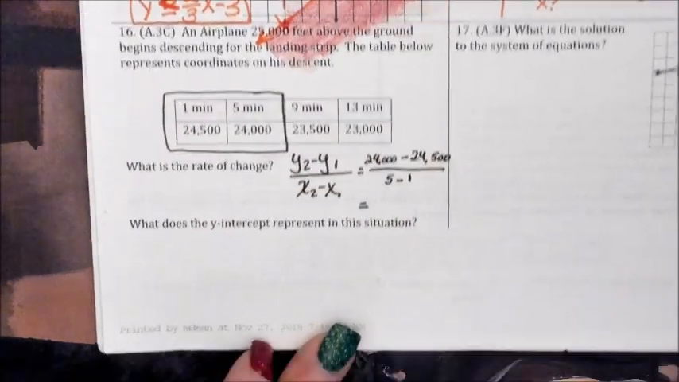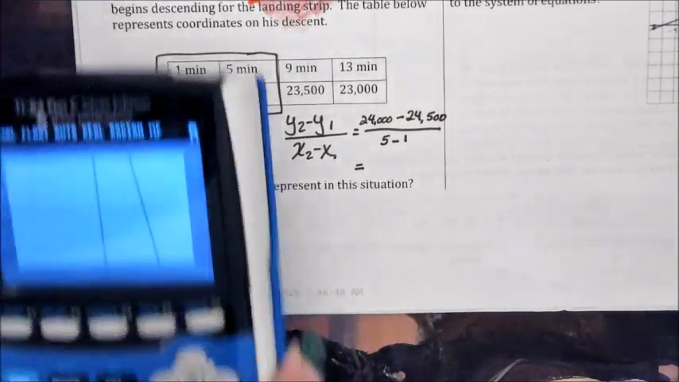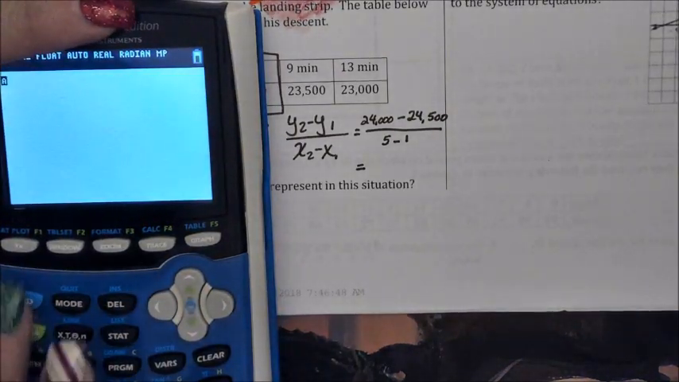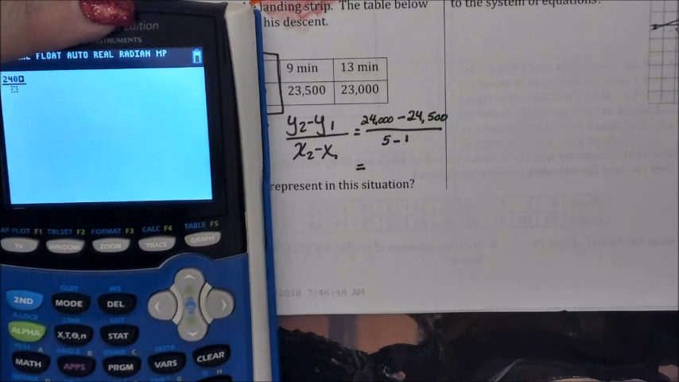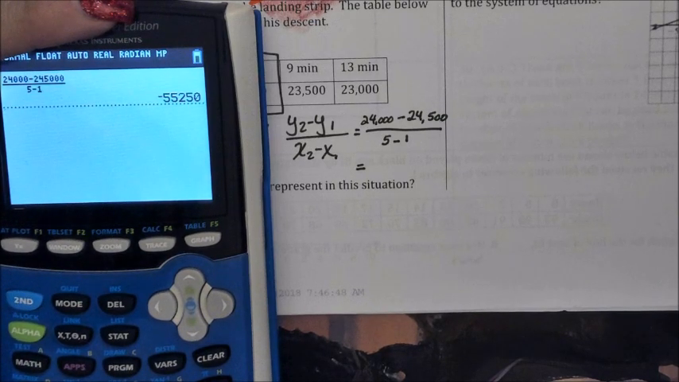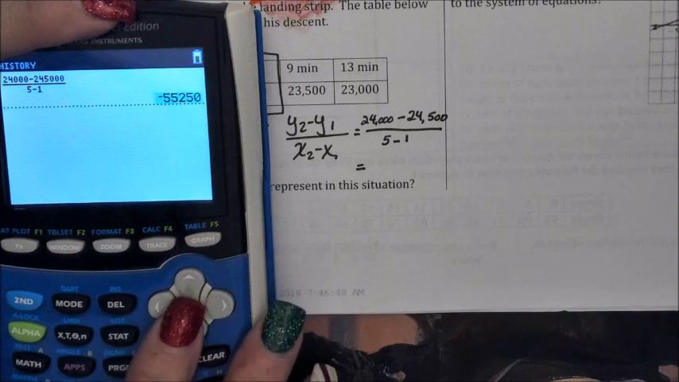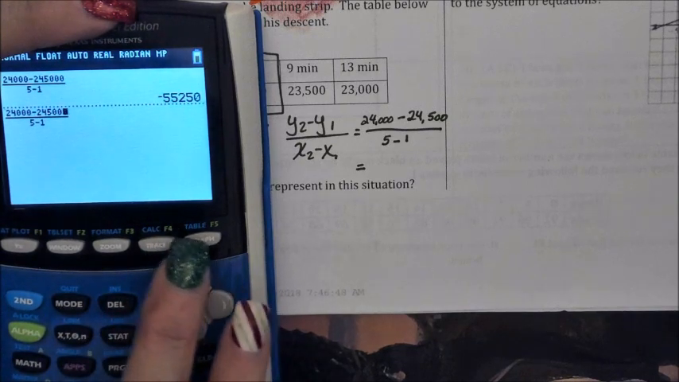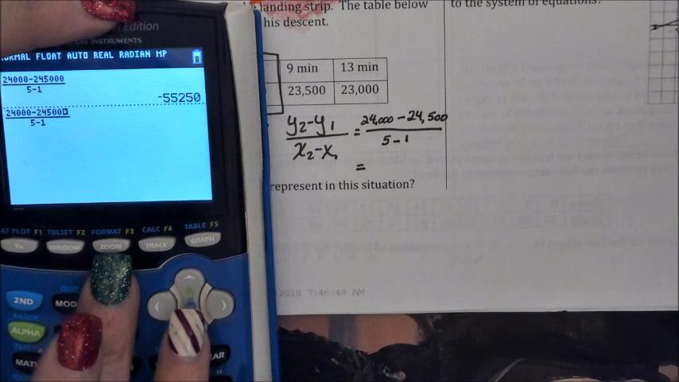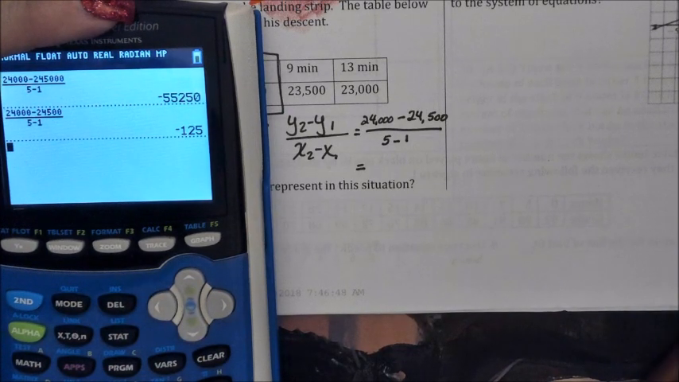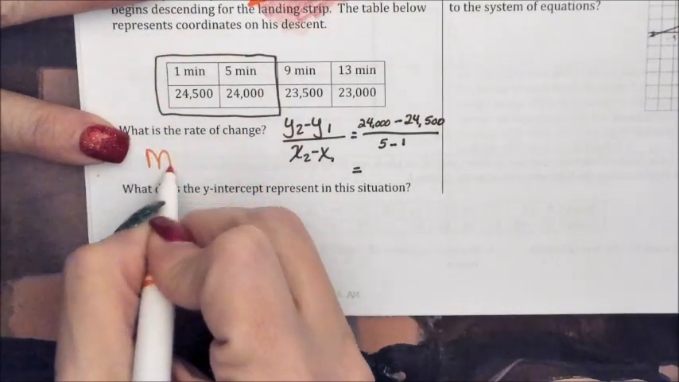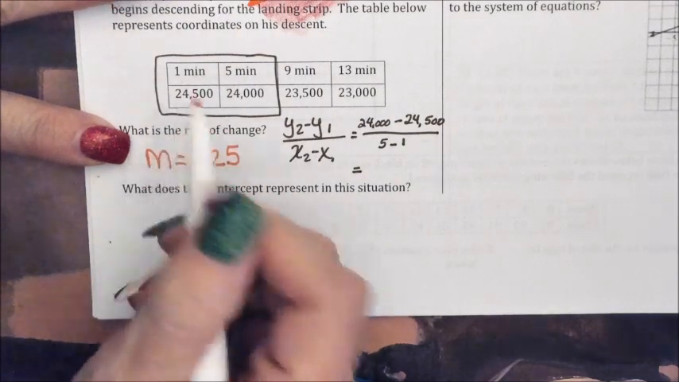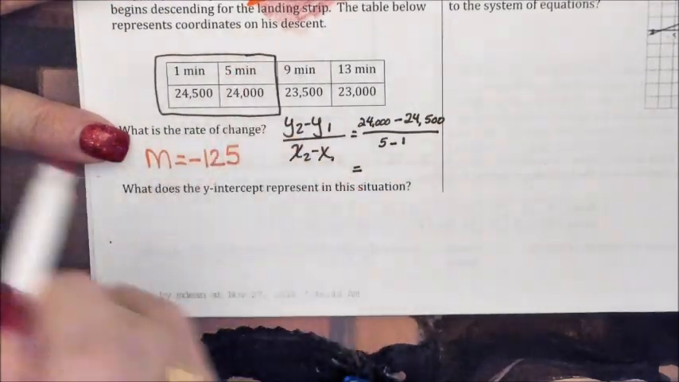Do that in your calculator. 24,123 minus 24,500, over 5 minus 1. Oh, I put too much in there. Here's a handy trick you may not have known. If you go up here and hit enter, it copies it. I can go back up and delete one of those zeros. There we go. Negative 125. So my slope is negative 125 feet per minute.